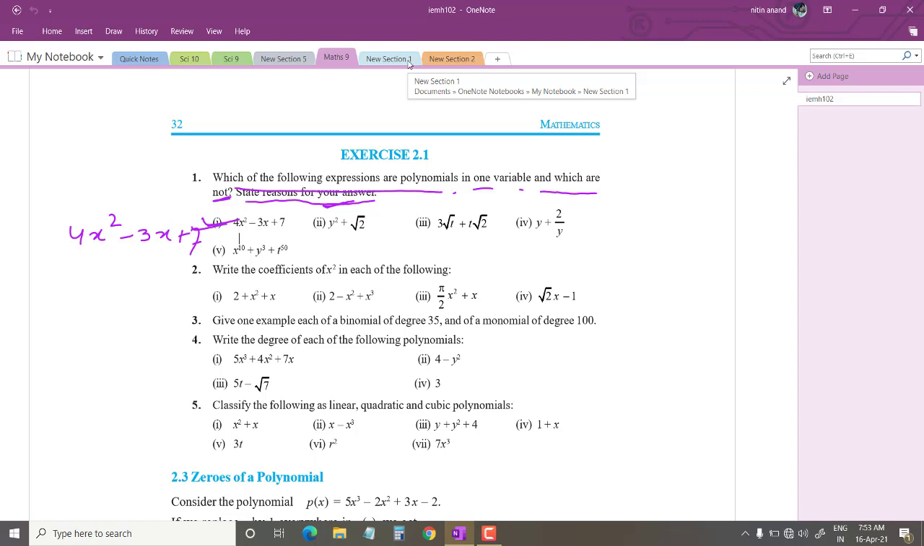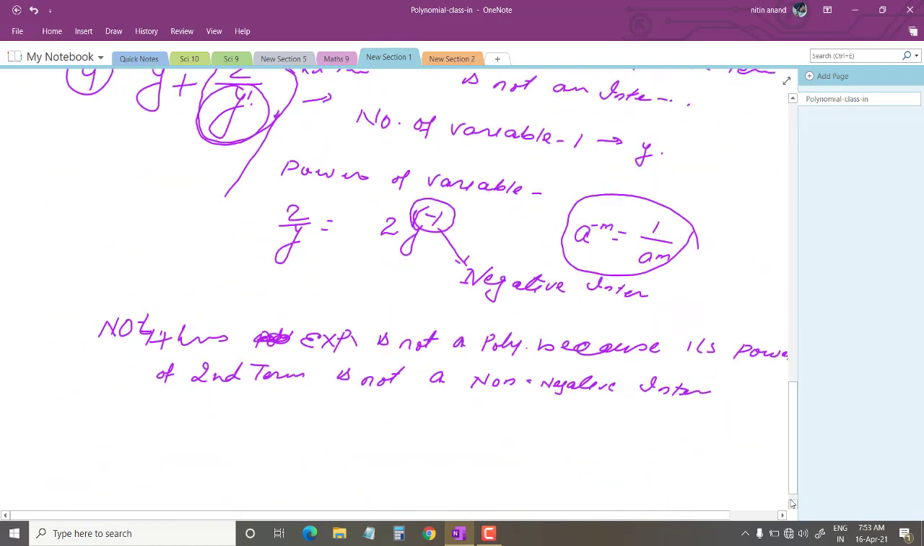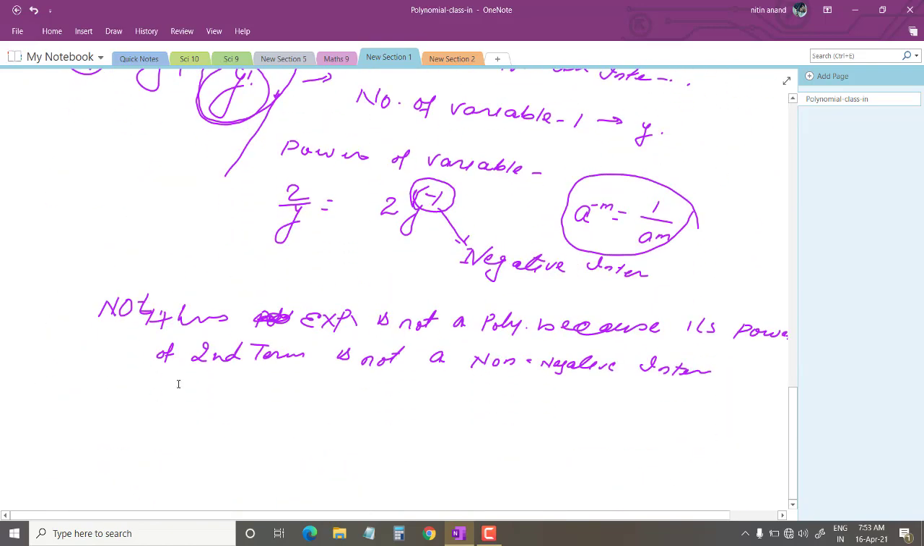Now see question number fifth. Question number fifth is x to the power 10 y cube plus y to the power 50.